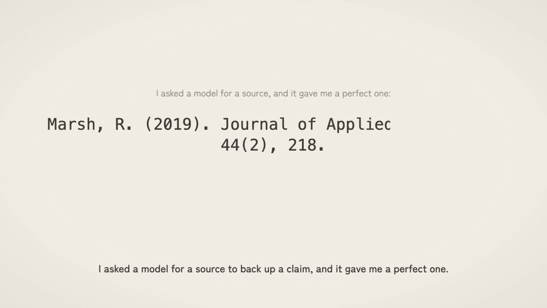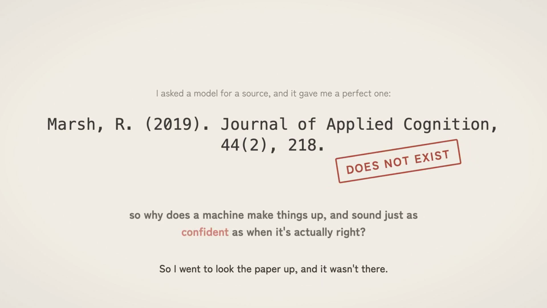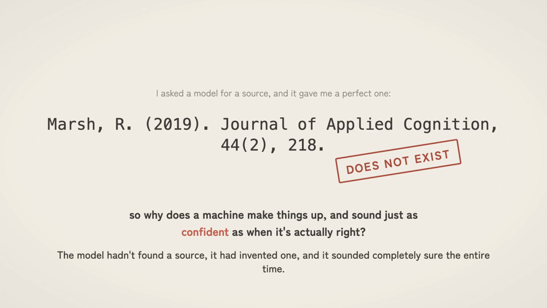I asked a model for a source to back up a claim, and it gave me a perfect one. A real sounding author, a real sounding journal, a year, even a page number. So I went to look the paper up, and it wasn't there. The model hadn't found a source, it had invented one, and it sounded completely sure the entire time.